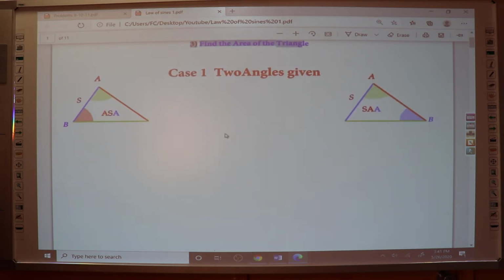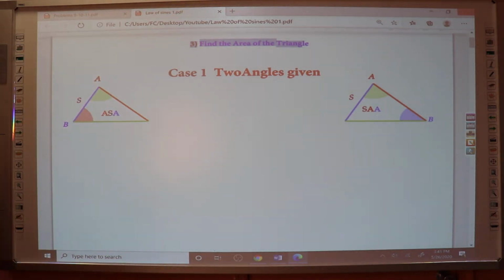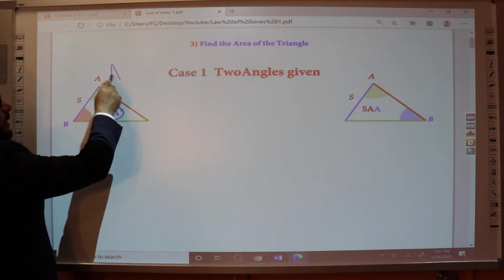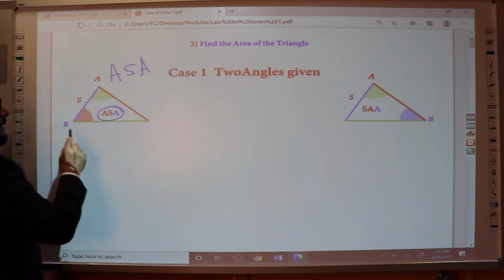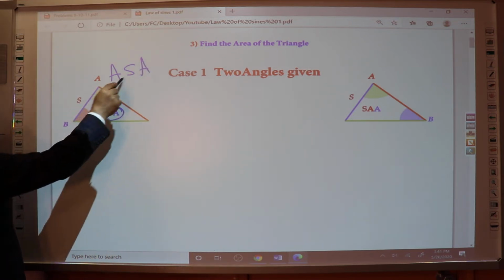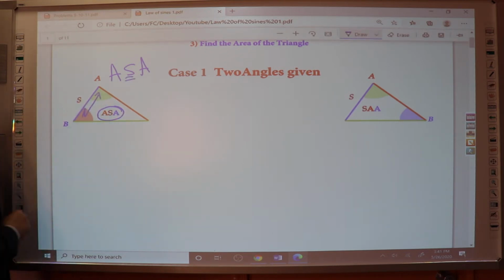Now, we have cases. Case one, when we have angle, side, angle. You see, the side comes between two given angles, this angle and this angle, right? And the side comes here. We call this case angle, side, angle.